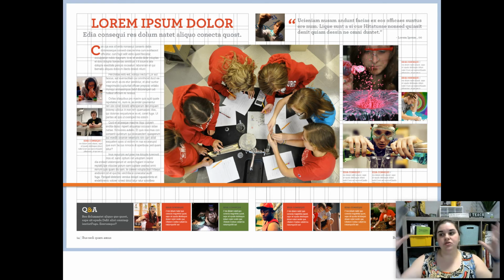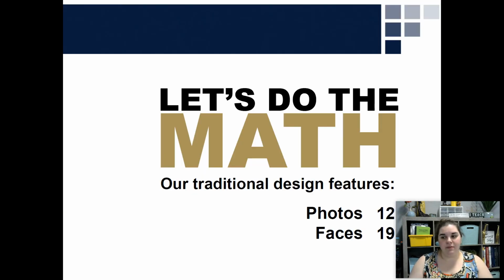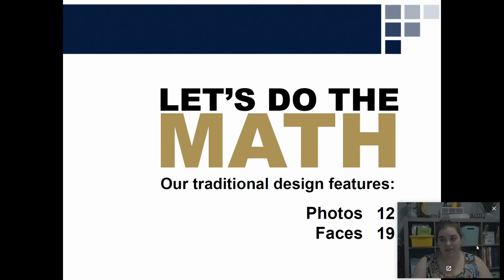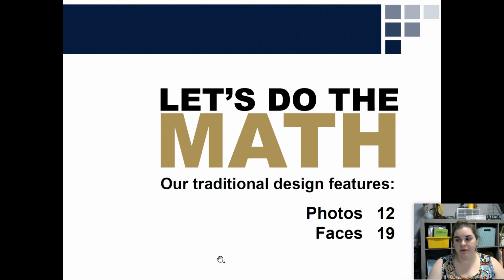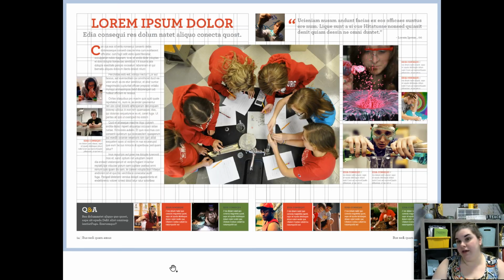It has the main story module with all the photos on the side and the quote at the top, probably all about one topic. And then down at the bottom, we've got a Q&A module that is about a different topic. But let's do the math. That's 12 photos and 19 faces. I'm gonna move myself out of the way a little bit. 12 photos and 19 faces. Okay, so that's good. Could we get more though, right?